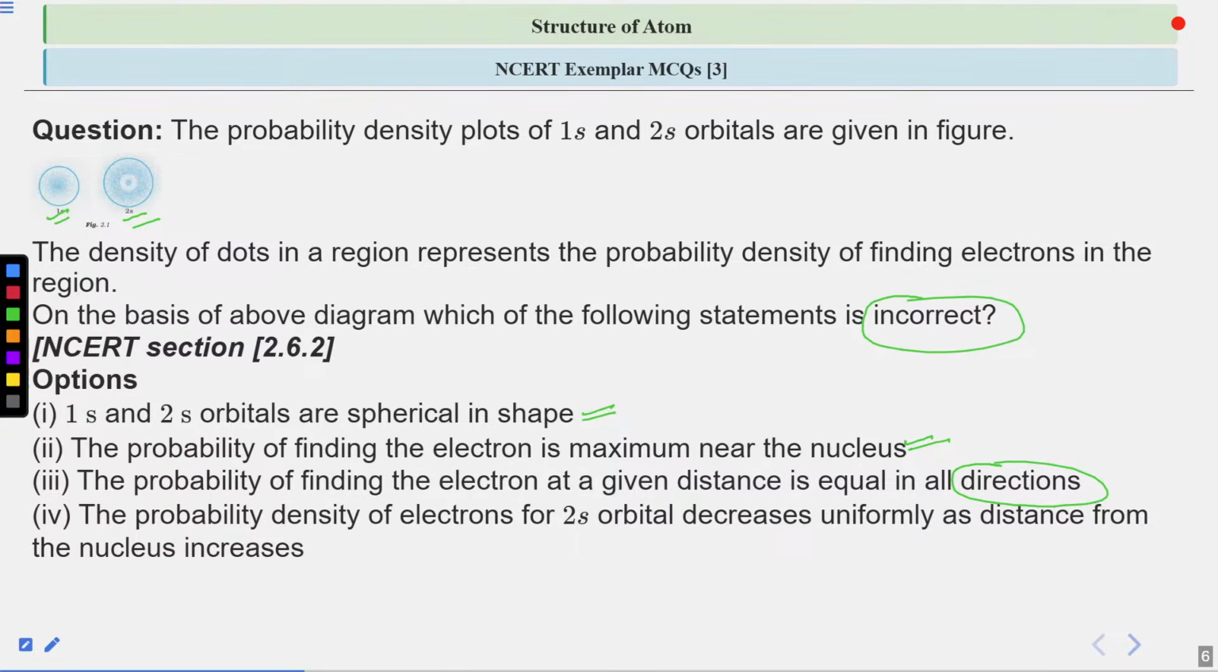Fourth one is the probability density of electrons for 2s orbital decreases uniformly as distance from the nucleus increases. So what will be the correct answer? Any guesses? Your time to solve this question starts now.